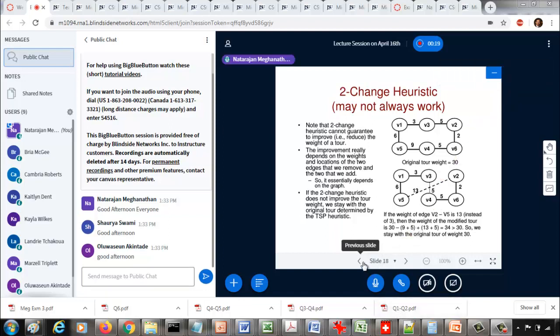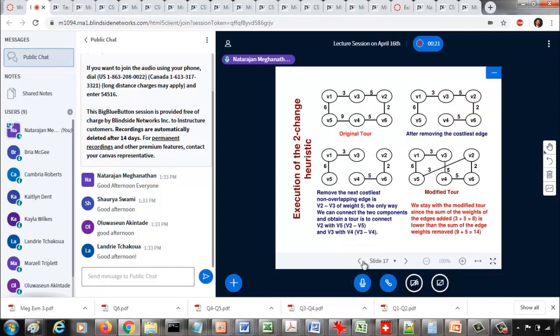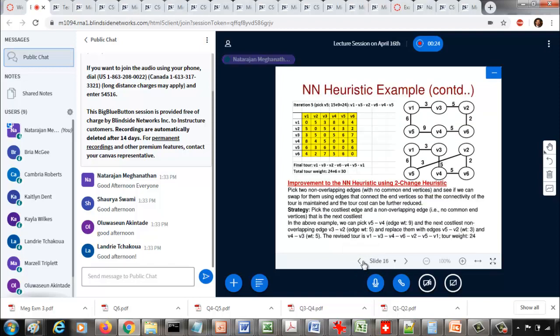Okay, so last time we were looking at a heuristic for the traveling salesman problem. So again, the traveling salesman problem is: given a complete graph with edge weights in a matrix, we want to find a tour, and we are really targeting a minimum weight tour.